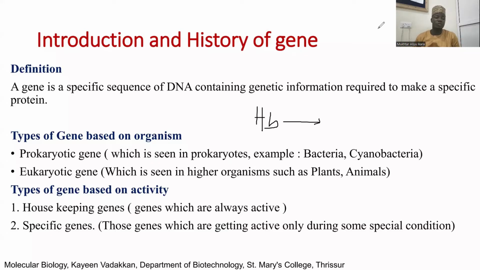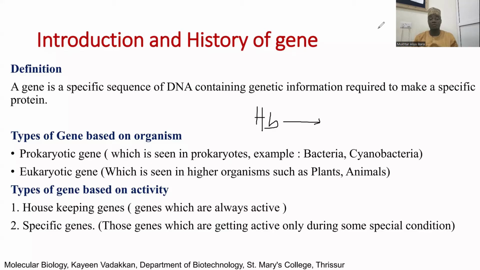And then the next type of gene is based on activity. So genes are also classified based on their activity. We have what we call housekeeping genes. So what are housekeeping genes? Housekeeping genes are those genes that are always active. They are always expressed. They are always produced in your body.